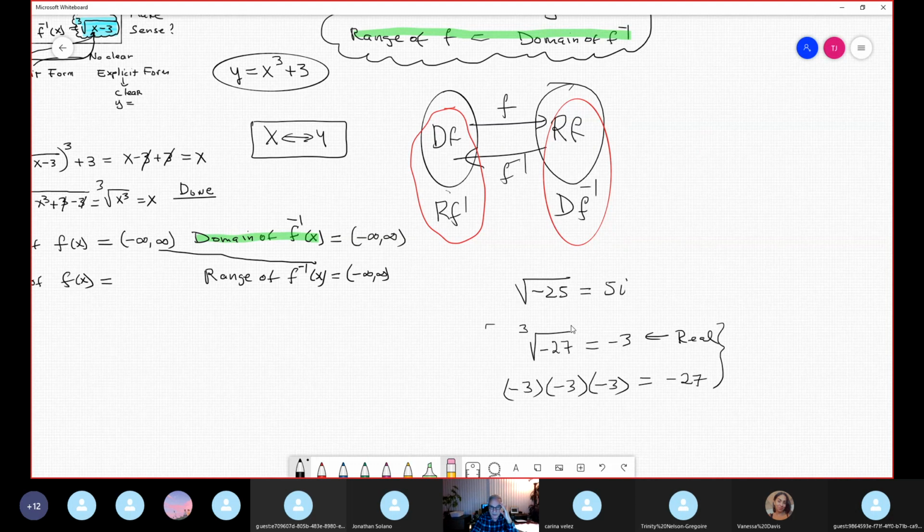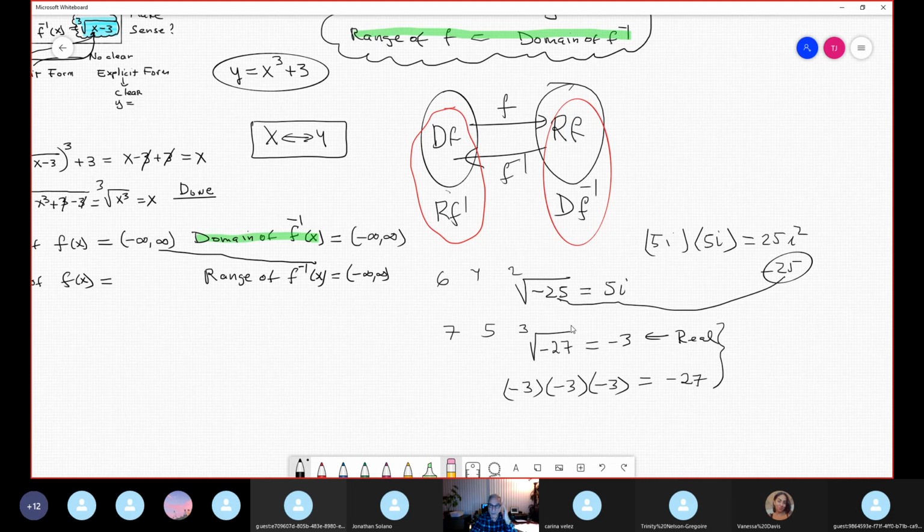And this situation happens when the index is 5 or 7, or any odd number. But if it's an even number, like 2, 4, or 6, we have a problem with the imaginary, because the only possibility for 5 times 5 is 25, i squared, and I know i squared is negative 1, so negative 25. And finally we get that the answer is imaginary. Okay, so in conclusion, the domain of the cubic root function is all real numbers, and it's equivalent to the range of the original function.